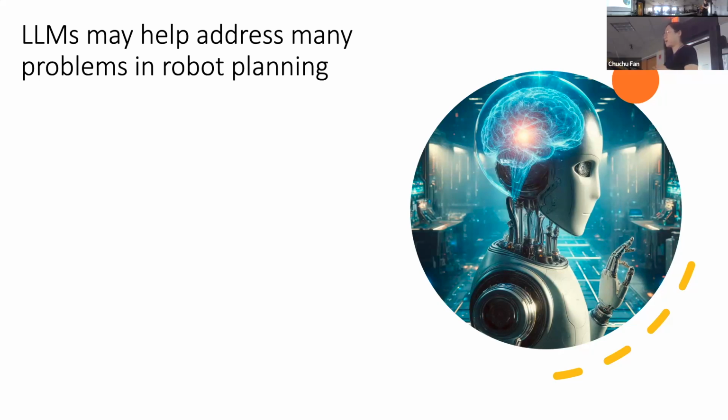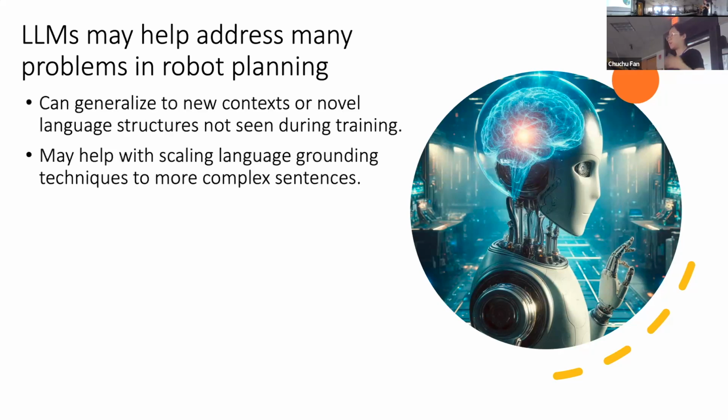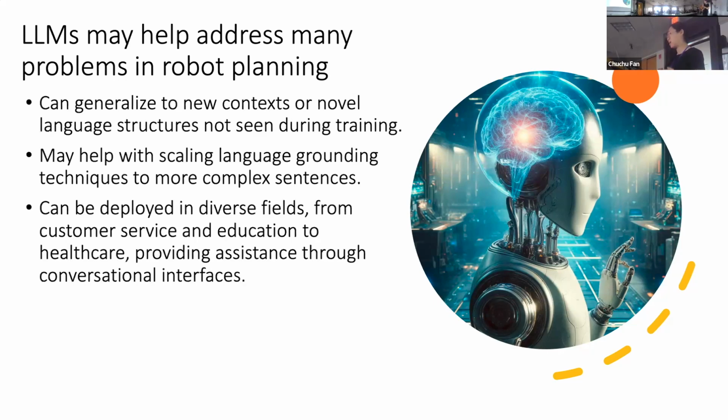Large language models, of course, may help address a lot of the problems in robot planning. For example, they are very good at generalizing to new contexts and new language structures that were not there in the pre-training stage. They can help with scaling language grounding techniques to very complex sentences and can be deployed in a very diverse set of fields.